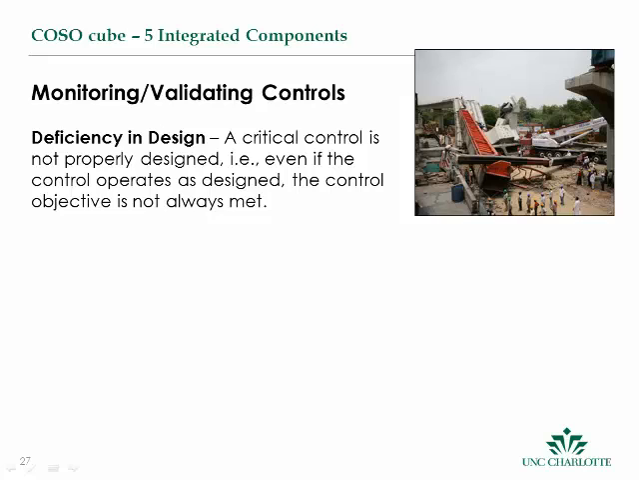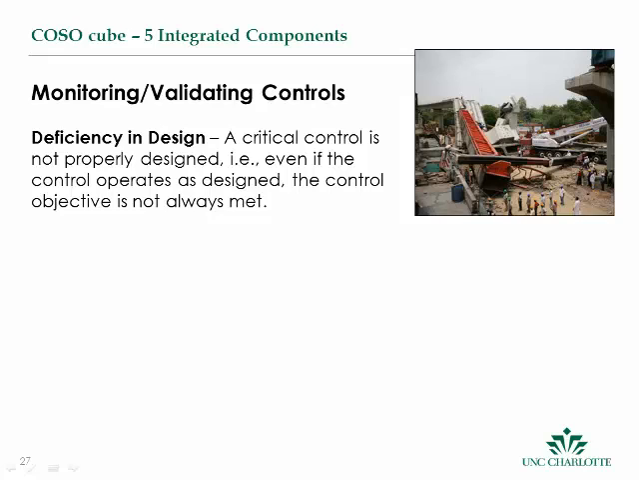If deficiencies in controls are found, they should be categorized as either deficiencies in design or deficiencies in operations. A deficiency in design occurs when a critical control is not properly designed. That is, even when the control operates as designed, the control objective is not always met. Remember that a critical control is one that is critical to the organization's ability to meet its control objectives. The picture on this slide shows a train that is derailed due to a design deficiency.